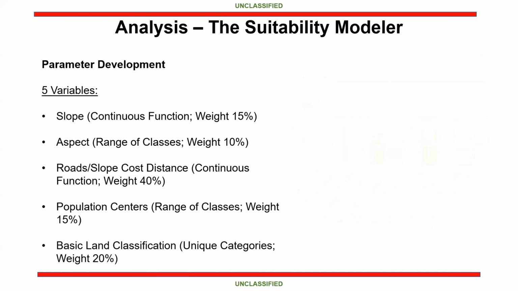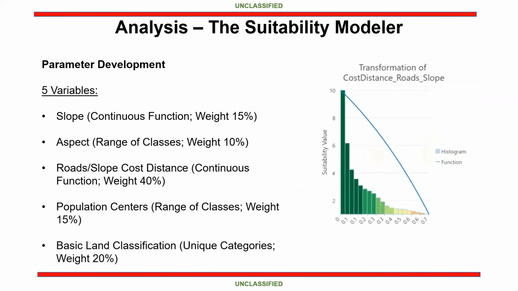And then I did a cost distance analysis with the roads against slope and plugged that in as a continuous function with a weight of 40%, heavily relying on that mobility as an explanatory variable there. And the transformation that I had was an inverted exponential. And that's what that looks like there.